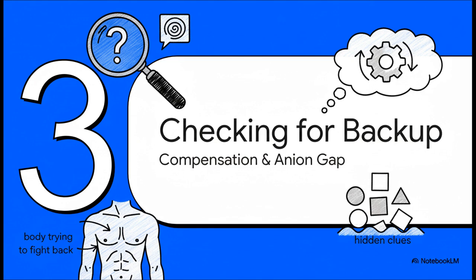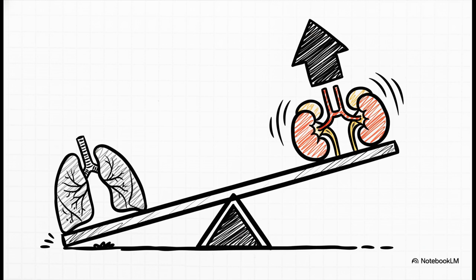We've got to dig a little deeper. First, is the body trying to fight back? We call that compensation. And second, are there any other hidden clues we might have missed? Let's find out. The human body is just amazing. When one system creates a problem, the other one tries to compensate.